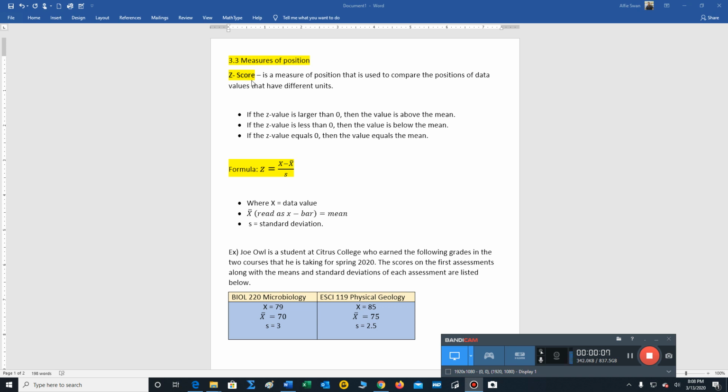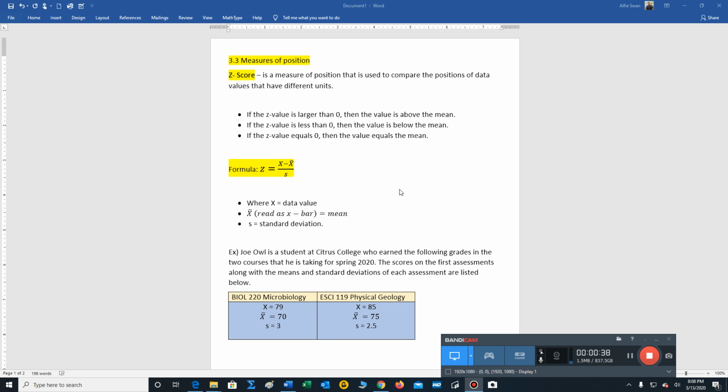The z-score is a measure of position that is used to compare the positions of data values that have different units. If the z-value is larger than 0, then the value is above the mean. If the z-value is less than 0, then the value is below the mean. If the z-value equals 0, then the value equals the mean.